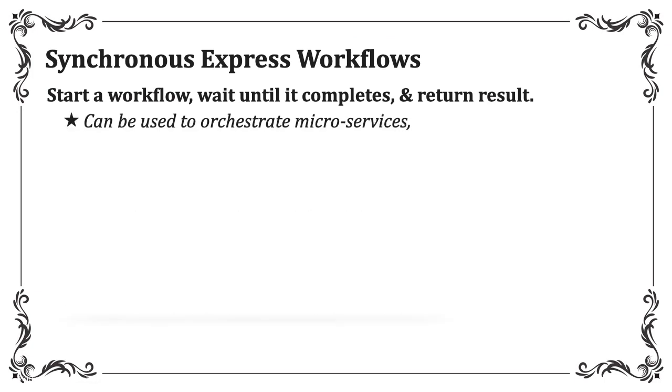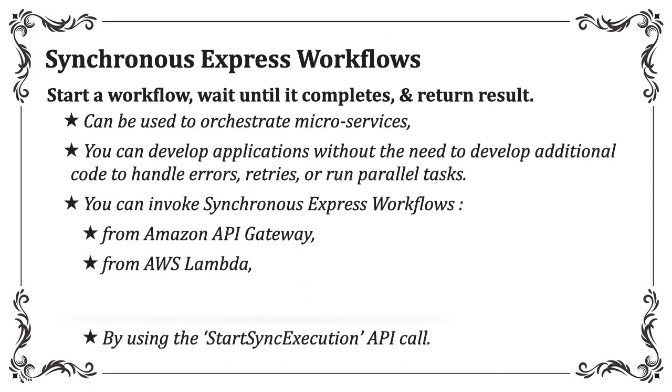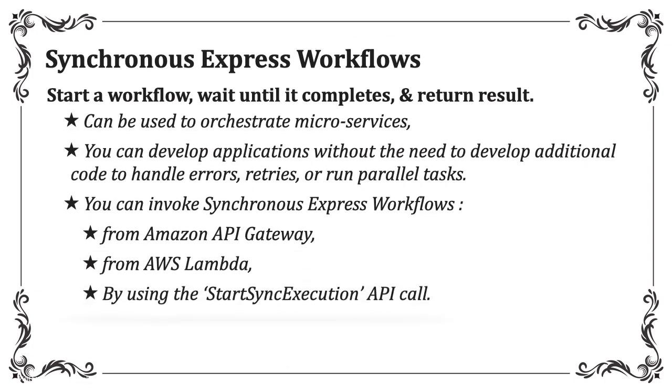Synchronous express workflows start a workflow, wait until it completes, and then return the result. Synchronous express workflows can be used to orchestrate microservices. With synchronous express workflows, you can develop applications without the need to develop additional code to handle errors, retries, or run parallel tasks. You can invoke synchronous express workflows from Amazon API Gateway, AWS Lambda, or by using the Start Sync Execution API call.